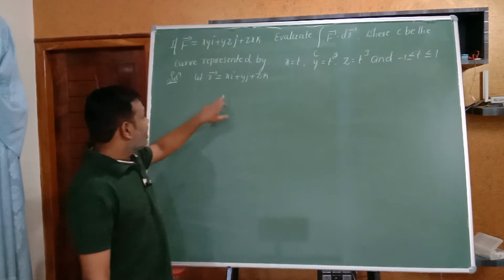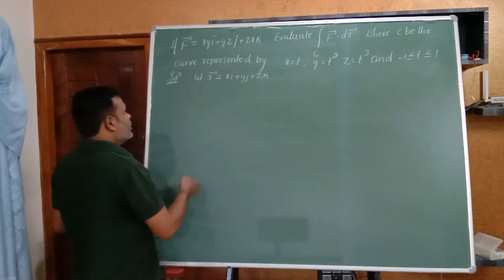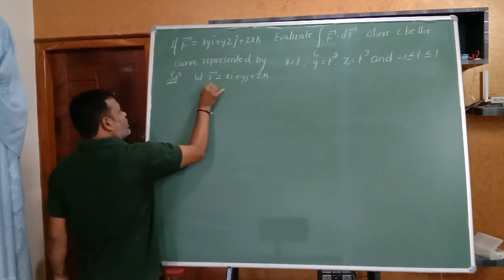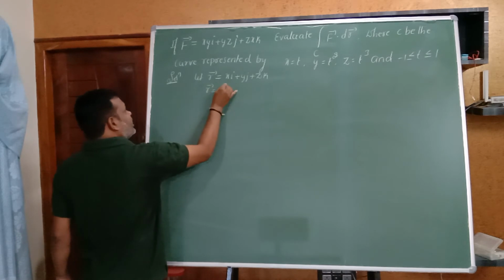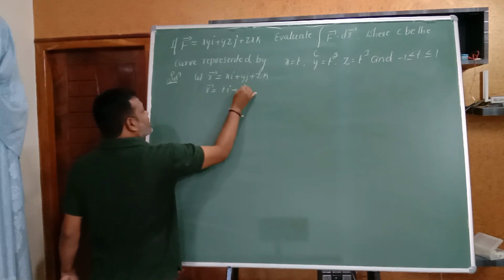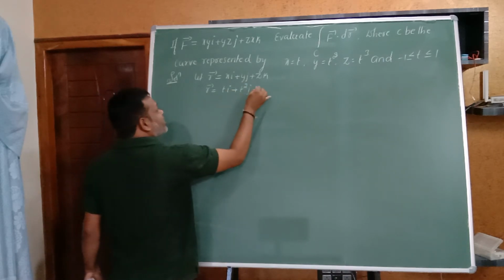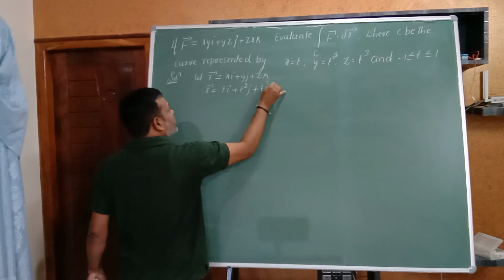Now, what is the next step? We have to replace the values of x, y, z in terms of t. Therefore, r vector is equal to t i plus t square into j plus t cube into k.